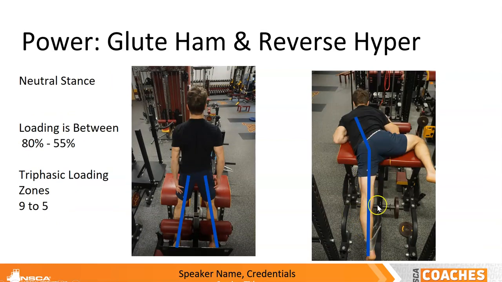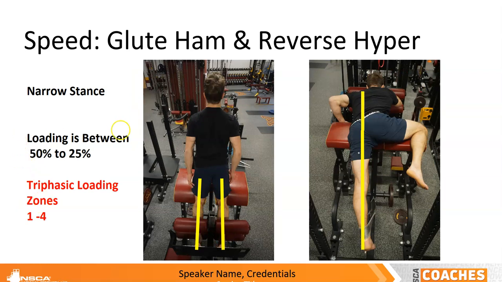The next lift, you can see same thing here, as I said before, the narrow stance between the power loading phase, which is 80 to 55, and you can see the angle is then decreased on the athlete here in the power phase when they're using a reverse hyper. This would be triphasic loading zones 9 to 5. So loading zones 9 to 5. If you want to look those up, those are available on the internet. And then the narrow stance for the glute ham, you can see how this would be a more narrow stance in the lighter loading zones.